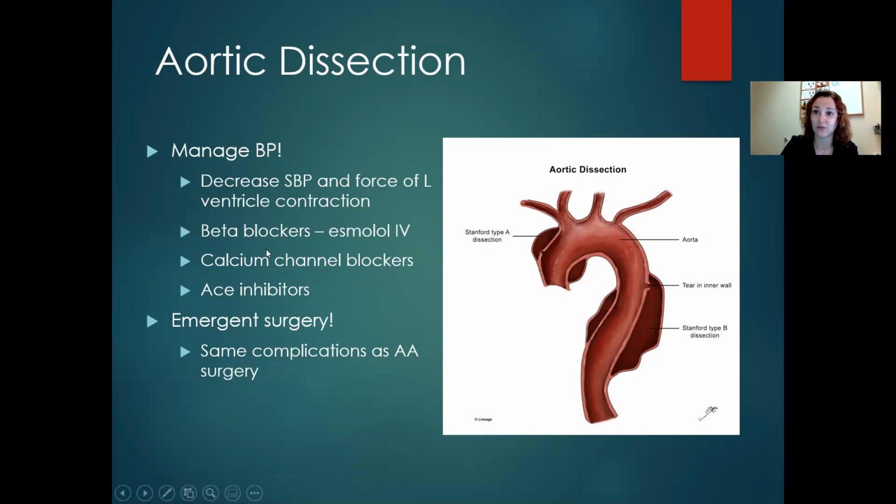Most common drug that we're going to give here is beta blockers to not only decrease their blood pressure, but also to decrease their heart rate. And the most common drug we give is esmolol IV. There are also ways we can use calcium channel blockers, especially nicardipine or Cardene, or ACE inhibitors, but esmolol is by far the most common for an aortic dissection, and then they need emergency surgery.